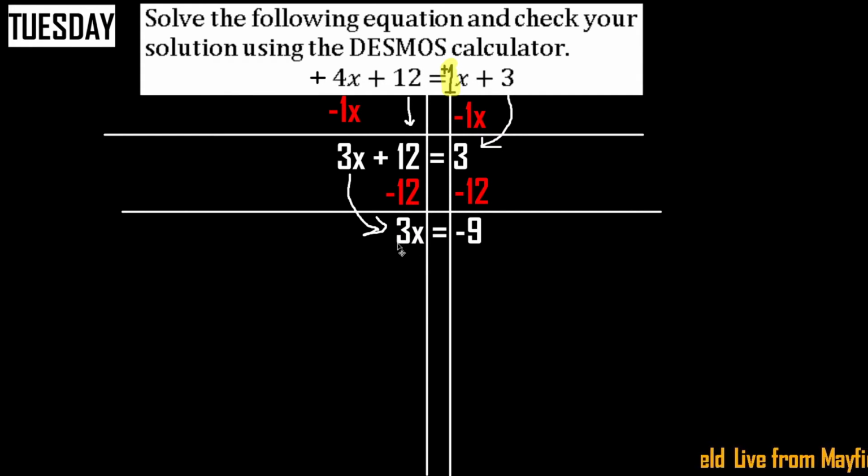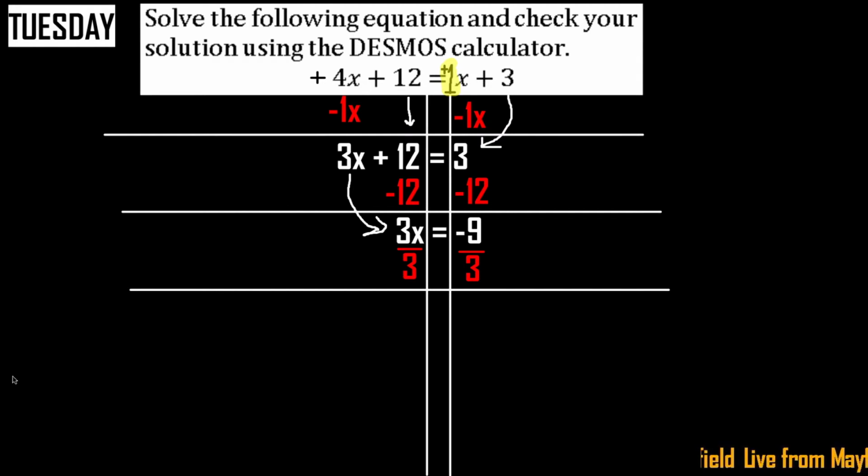Now that we have all the variables on the left and all the constants on the right, we can divide by the coefficient. So we see that we have a positive 3, so that's what we're going to divide both sides by, because we're always aiming for 1x equals a value. So let me bring this down. So I have 1x equals negative 3. Always circle your answer so that way you know you are correct. Just like we've been doing.